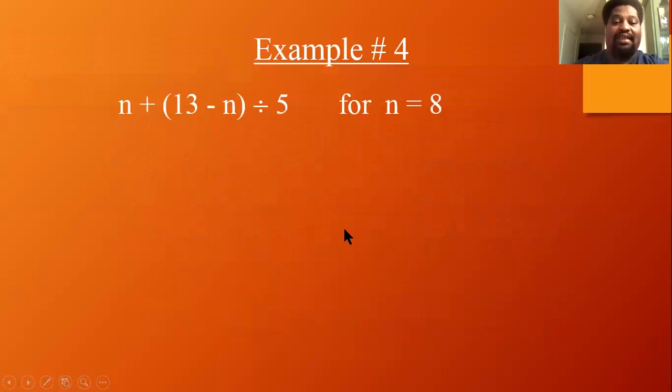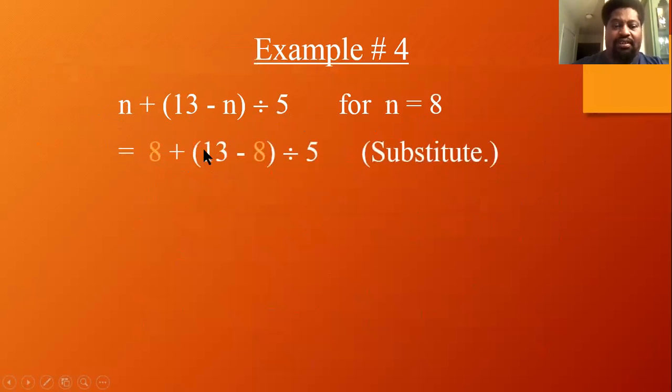Finally, next example 4. Now don't go into cardiac arrest because you see a variable here. What is a variable? A variable is a letter that can be replaced by a number. We're going to evaluate n plus parentheses 13 minus n divided by 5 for n equals 8. That means wherever you see n, substitute 8. So now you're going to have 8 plus parentheses 13 minus 8 divided by 5.